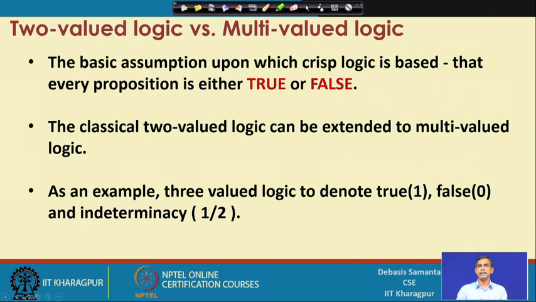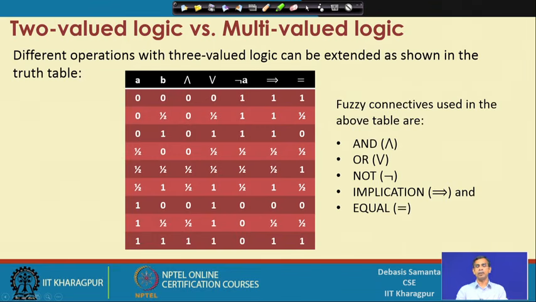Now, for this illustration we will consider multi-value logic in terms of three values: true, false and indeterminacy. That means, in between 0 and 1 it is say half. That means a logic can be defined whose values or outcome can be any of three values: 0, half and 1. So, having this is the composition.